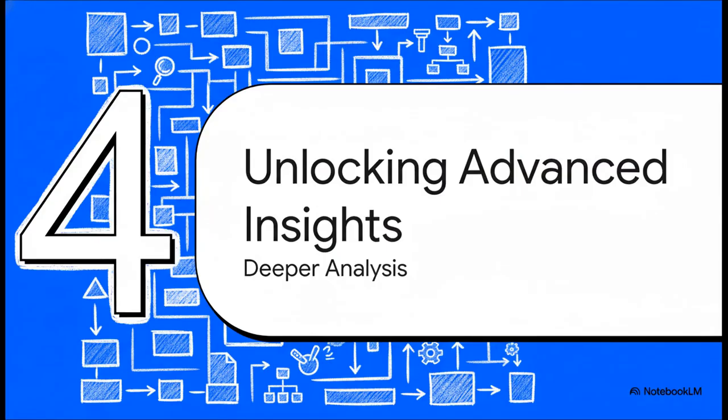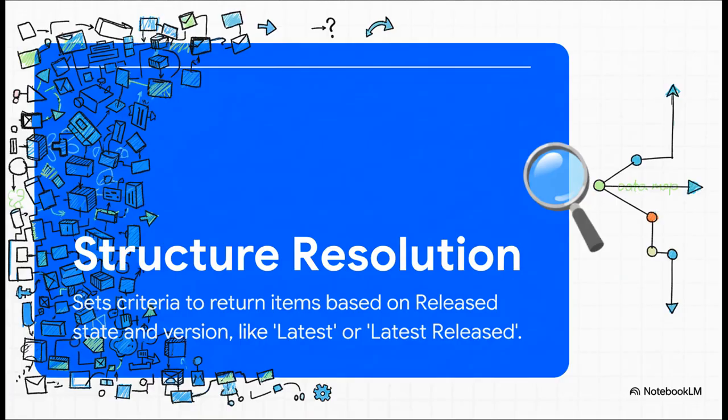So once you've mastered the basics of mapping and filtering, the Query Builder really opens up some truly advanced capabilities. And these can give you even deeper insights into your product data. A really key feature here is called structure resolution. Products are constantly evolving, which means parts have different versions and revisions. Structure resolution answers a super critical question. When I look at an assembly, which version of each component should I be seeing?